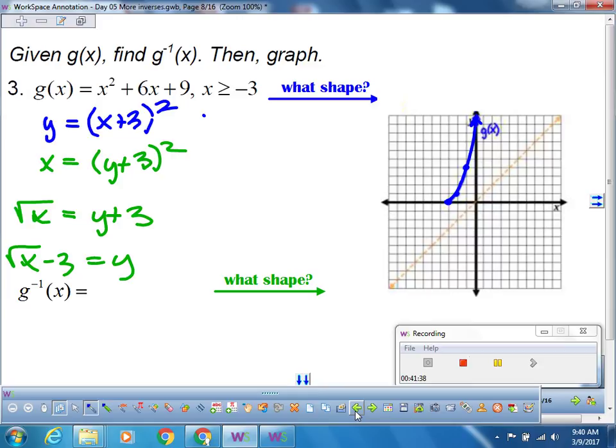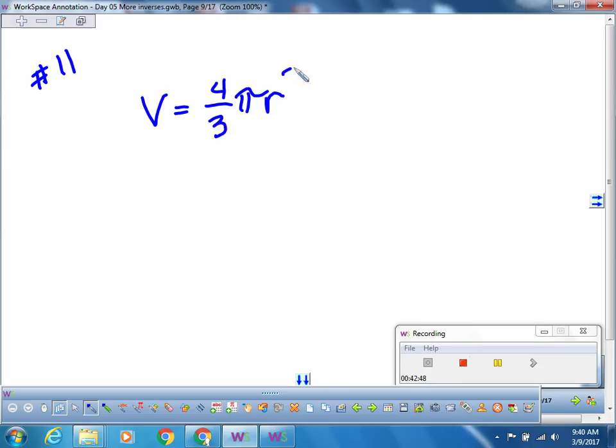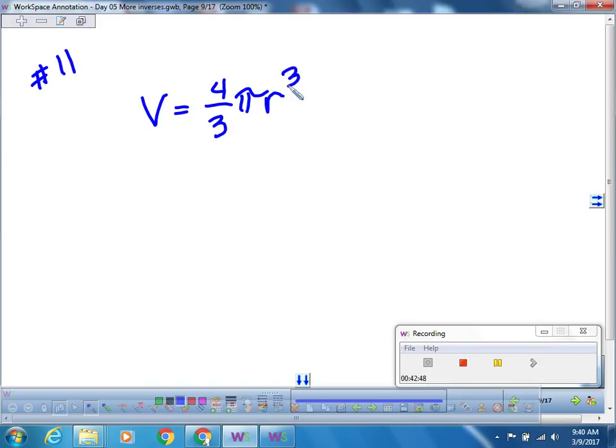Can I see the word problems for these? Oh, perfect. This one right here. So number 11 on your homework. Number 11 says the volume of a sphere can be modeled by V equals 4/3 pi r cubed. Solve for r. How do we solve for r? I want to get r all by itself. Hold on. First it says solve for r. So I'm solving for r.